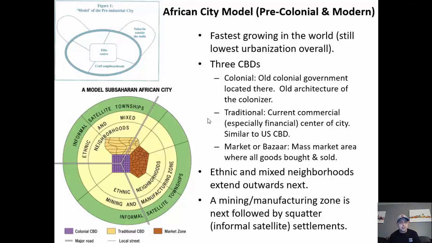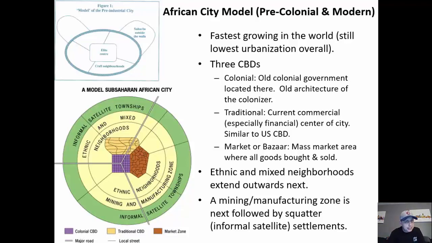So there's a traditional colonial CBD. Then there's your regular CBD that would look like it would in Europe or the US. That's going to have commerce, banks and finance. It's going to look very similar to a US CBD. Then you're going to have that market or bazaar again, a mass market area where all goods are bought or sold. All three of these CBDs are going to connect to one another. You're going to get the grid-like setup in the colonial one, then your traditional CBD, that's yellow in this image, and then the market, with all the open stalls and open spaces for products to be bought and sold.